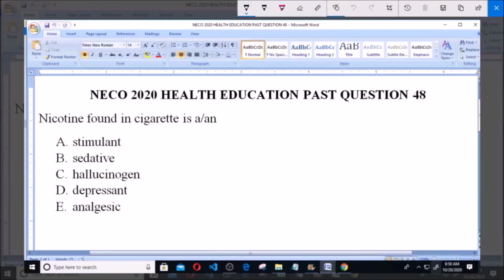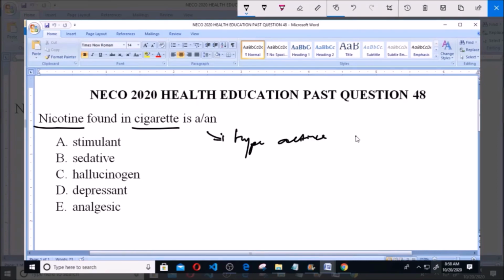I'll be answering NECO 2020 Health Education Past Question 48. Nicotine found in cigarettes is a or an: A. Stimulant, B. Sedative, C. Hallucinogen, D. Depressant, and E. Analgesic. Now nicotine is a common component of cigarettes. It is observed that when smokers take this cigarette, or after the consumption of this cigarette, they normally feel hyperactive.